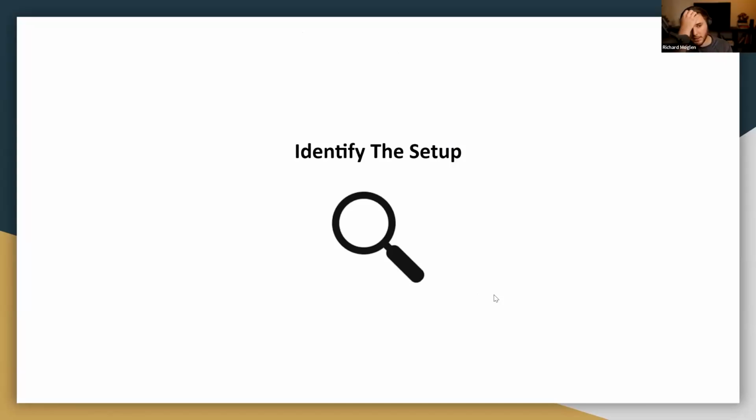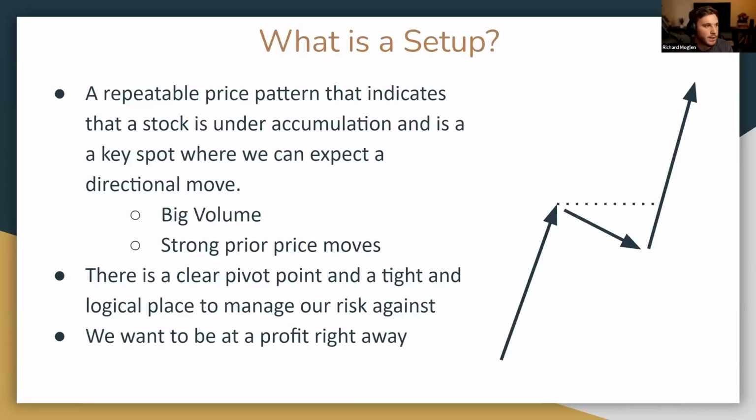All right, so that's kind of the identifying stocks to be on those larger lists. And now let's talk about identifying the setup. So first of all, what is a setup? For me, this is kind of how I think about it in my own head. It's basically a repeatable price pattern that indicates that a stock is under accumulation and is at a key spot where we can expect a large directional move, either upwards or downwards.